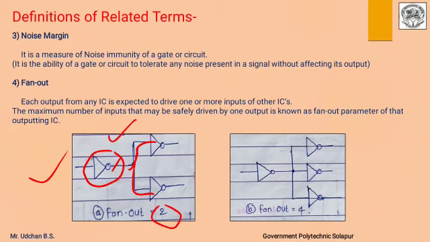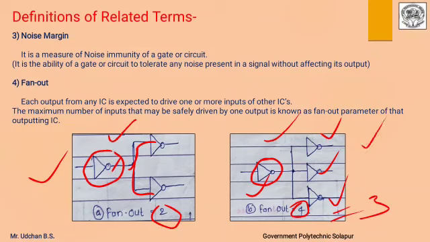Now in this diagram again the output of this NOT gate is connected as an input to these 3 NOT gates, means single output of this NOT gate is driving 3 inputs of the NOT gates. Therefore the fan out of this is 3. By mistake F4 is written over there. The fan out of this diagram will be 3.